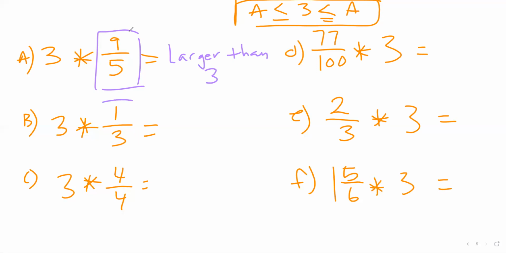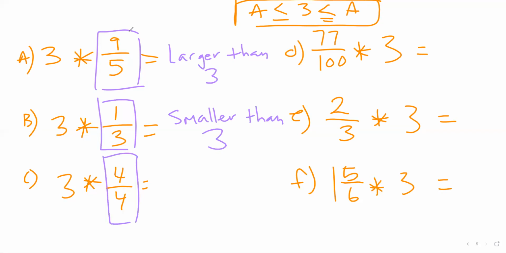Okay, great. This one, oh, that's a unit fraction. That's like the smallest piece of it. So this is actually going to be smaller than 3 because a unit fraction is less than 1. Multiplying 3 by anything smaller than 1 is going to be less than 3. Okay, that is a fraction equal to 1. Therefore, we will be equal to 3.